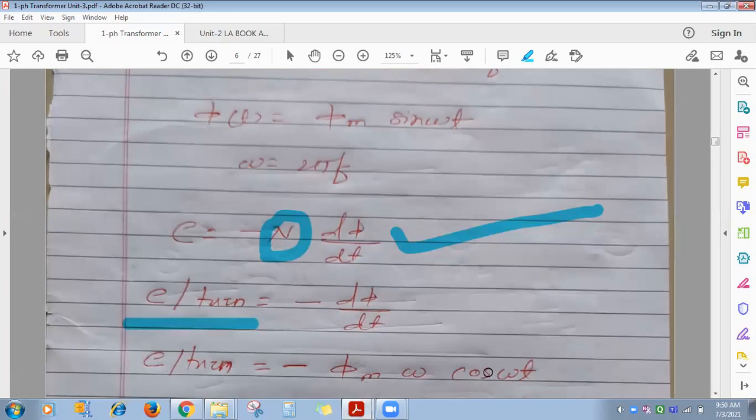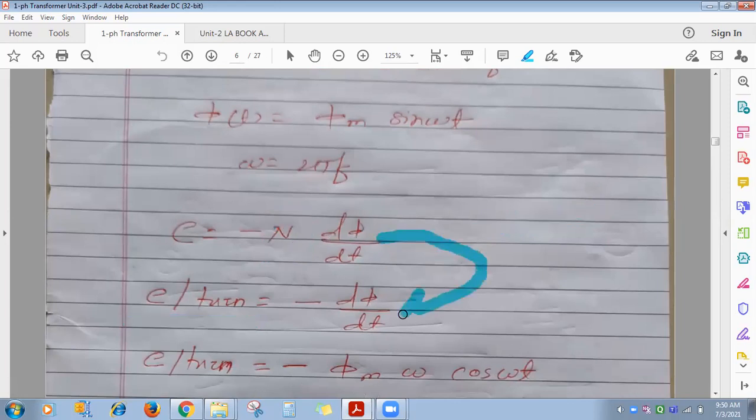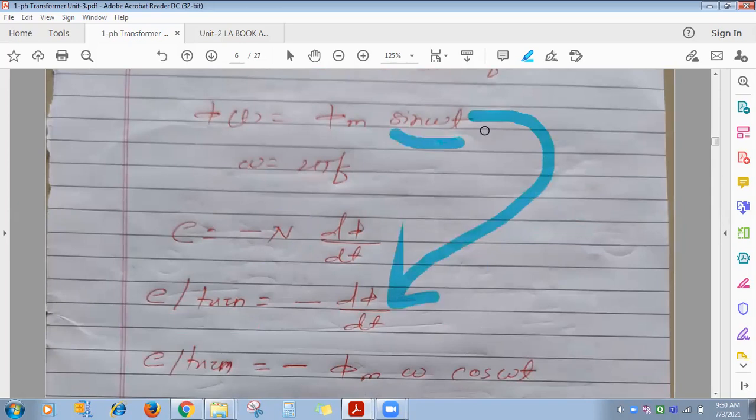N will be 1. Okay, right. So put here N as 1, and say it's the EMF induced per turn. Now the flux value you have is phi of t equals phi m sin of omega t. Put it here and differentiate it with respect to t. The derivative of sin of omega t is cos of omega t into omega, isn't it?